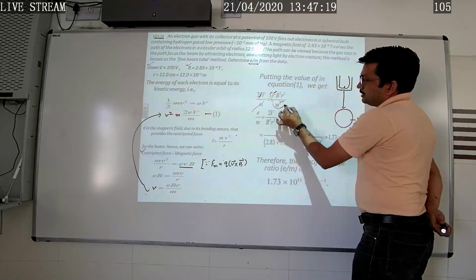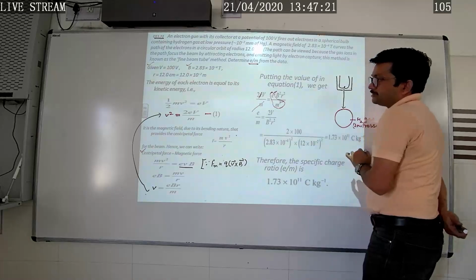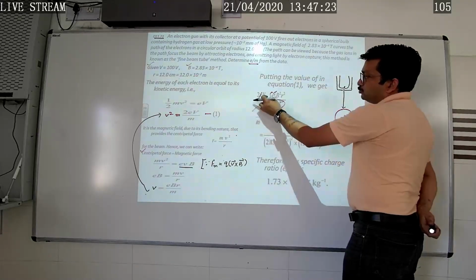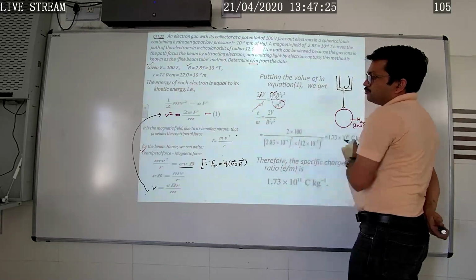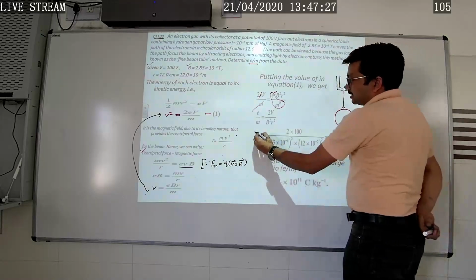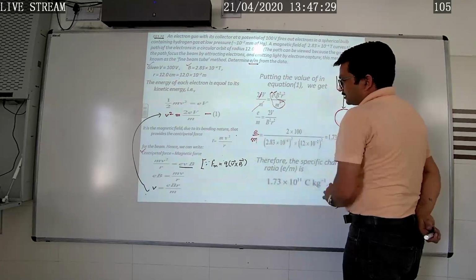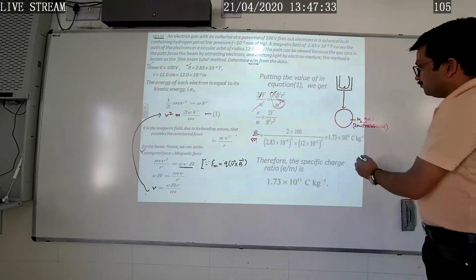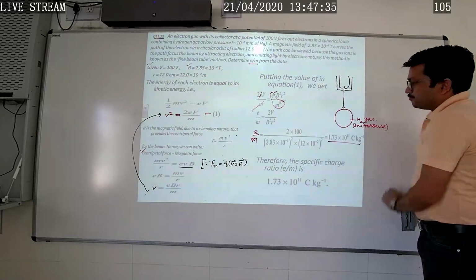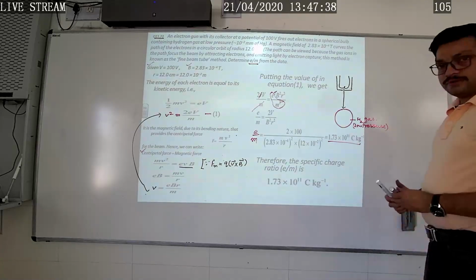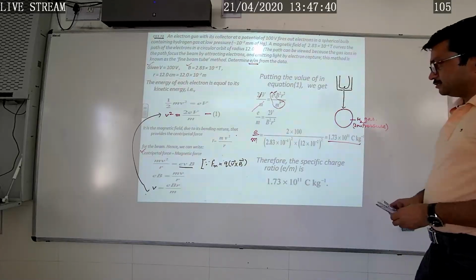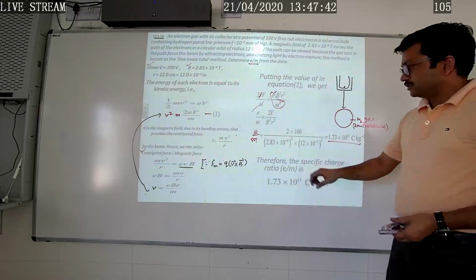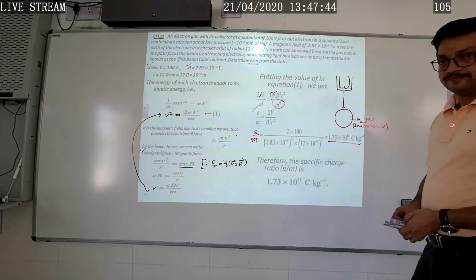Now making e by m the subject, we get 2V over B square into r square. So this is the charge to mass ratio. Substituting the respective values, after calculation we get 1.73 into 10 to the power 11 coulomb per kg. Therefore the specific charge ratio is given by this.